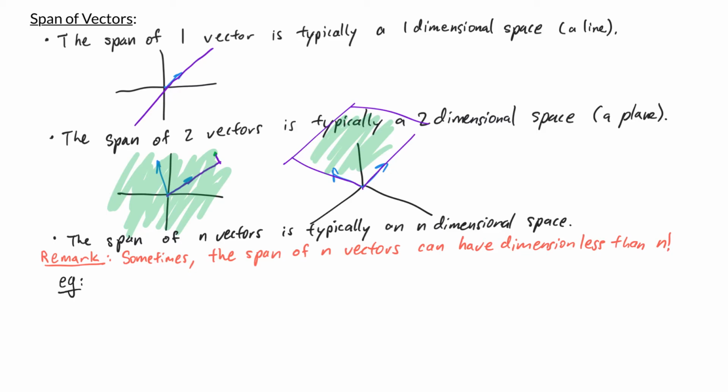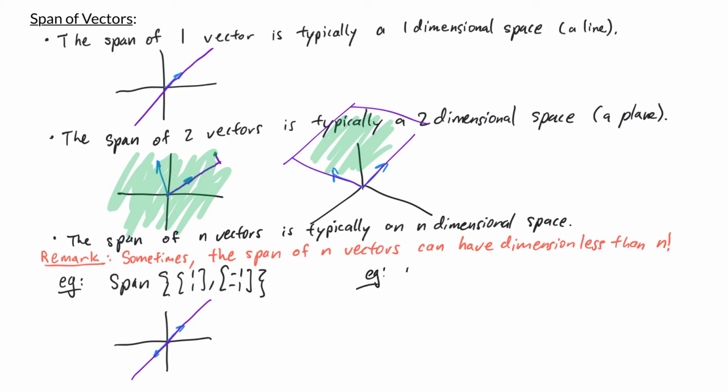For example, let's say I have the span of the vectors 1, 1 and -1, -1. If I were to draw this, I have a vector 1, 1 going this way and a vector -1, -1 going this way. No matter how I take linear combinations of these vectors, I'm always going to stay within this line. I'm not going to be able to get out of it, so the span is a one-dimensional space rather than a two-dimensional space. Let's take another example.